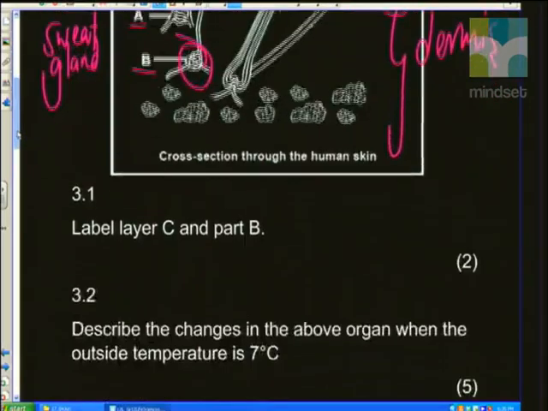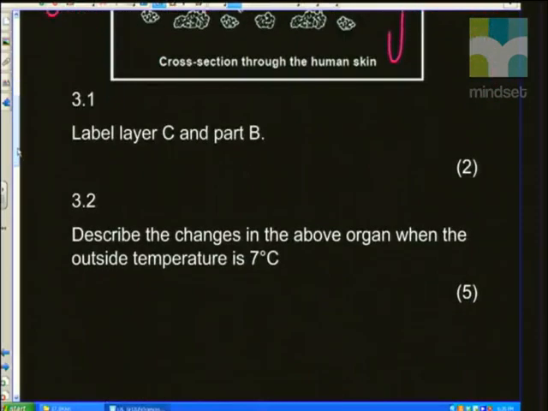Describe the changes in the above organ when the outside temperature is 7 degrees Celsius. Obviously, the body now needs to try to retain heat. What are we talking about, low temperature or high temperature? It will be low temperature, obviously, because our body temperature is around 36. So the body will try to retain as much heat as possible. So what must happen?